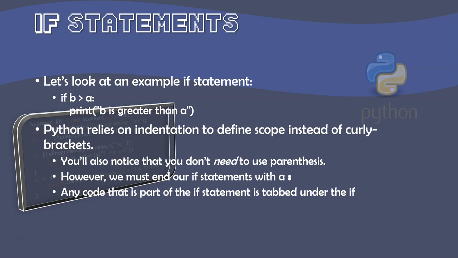However, a bigger thing that you need to note is that even though we're not using a curly bracket here and we're relying on tabs, you will notice that there is a colon here. That's another reason why I like to use the parentheses personally: when I have that closing parenthesis, I know I need to put the colon right there. It's an easy way for me to remember that. Now, any code that is part of the if statement is tabbed under the if. So again, we're relying on indentation here. You can see this print b is greater than a is tabbed over, which tells Python that it is a statement that belongs to that if.